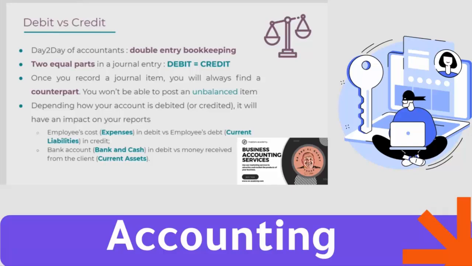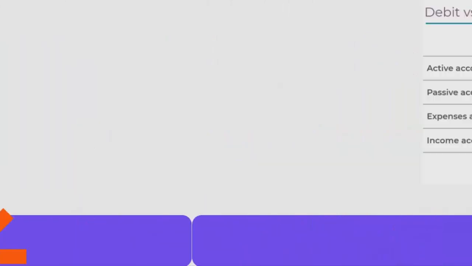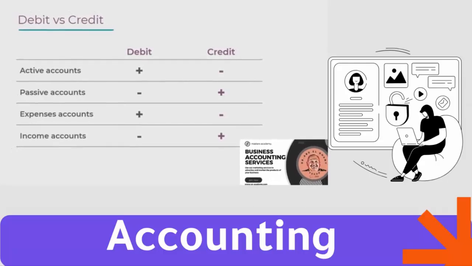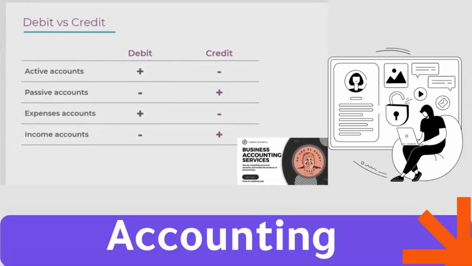As I said, accounts can have different behaviors on the debit and credit side, depending on their nature. So just take a look at this table. The first type of account is what we call an active account. We're going to see that in more detail. Active accounts, for example, a bank account. If you want to increase the value of this account, because in our last example, when we receive the customer payment, the value of our bank account increases, we want to record this value on the debit side. And if, for example, we pay a supplier, we decrease the value of our bank account, so it should be recorded on the credit side.